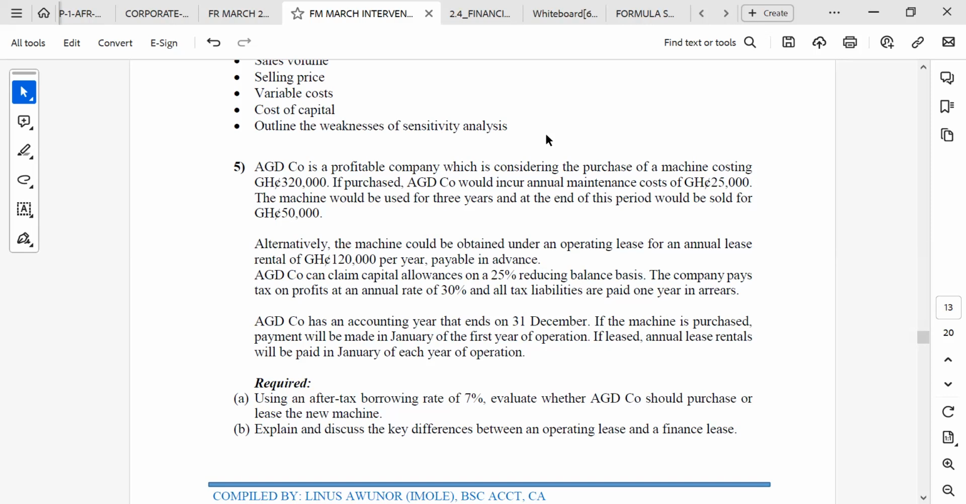We assume that the company does not have money available and they are going to borrow. They are going to take a loan to finance the purchase. So what we do is that we use the after tax borrowing rate. The question will give you the borrowing rate. If nothing is being said about it, you assume that it is before tax. So you find the after tax.